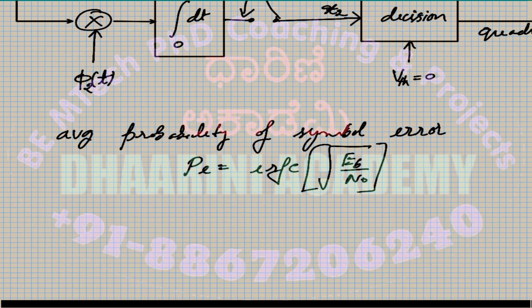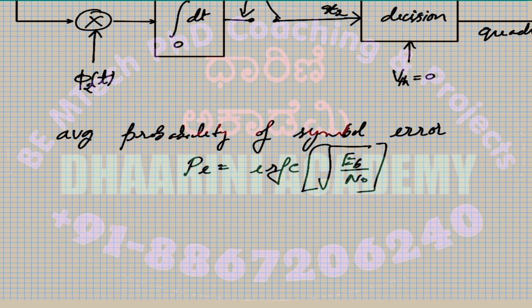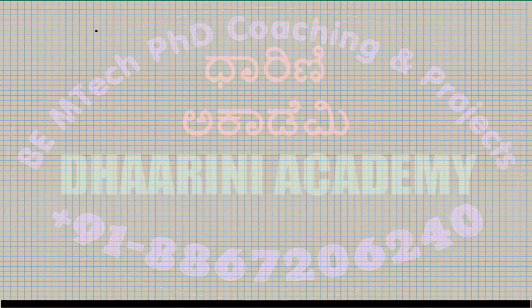So here the EB represents the energy associated with one symbol, and N naught represents the power spectral density. Since we are assuming Gaussian noise, N naught by 2 will be the total noise variance. All right, so we can measure that using even the power spectral density of the noise. So look at the general structure of an M-ary baseband system. All right. So that's the general idea.